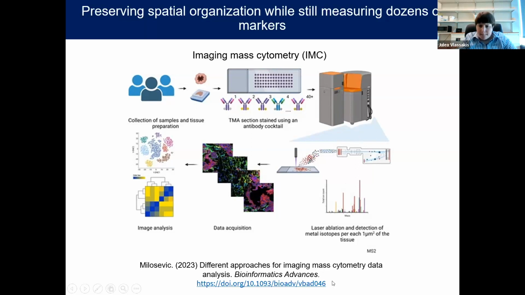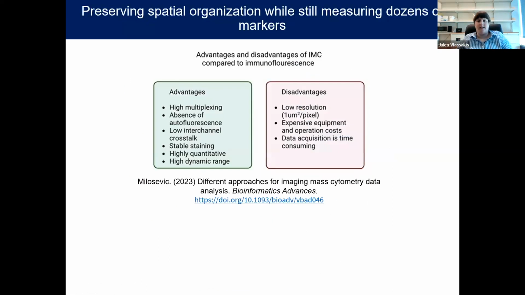This link here. And in terms of advantages and disadvantages, at least compared to immunofluorescence, so already you've increased multiplexing over 10-fold from the most common immunofluorescence assays. You've eliminated autofluorescence by moving to these metal isotopes with really low crosstalk. The specificity for identifying a particular mass to charge ratio is fantastic in these instruments. And so you can get quantitative information with high confidence in your readout.